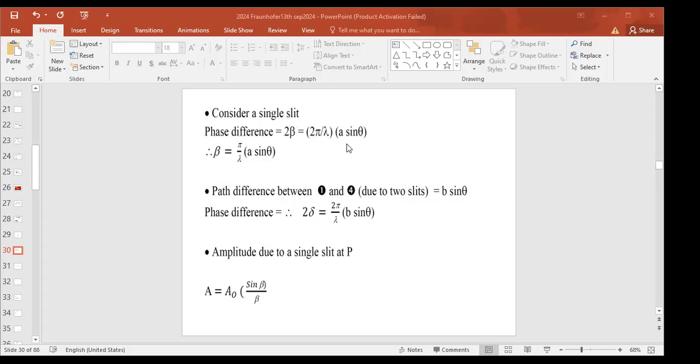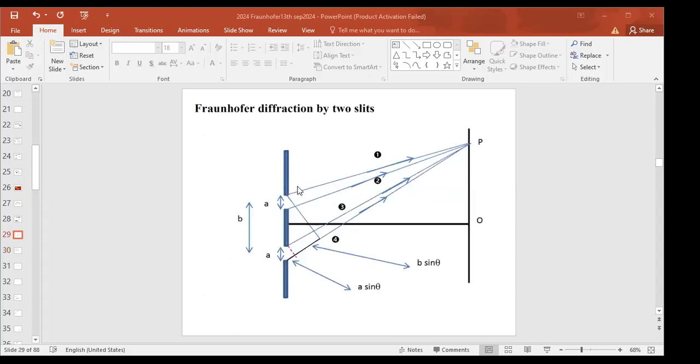So this is the thing we have used previously. There we got beta is equal to pi over lambda a sin theta. Now we know this one because we have done that. Now we have to consider the path difference between 1 and 4 due to the two slits. The path difference, as I told you, is b sin theta.